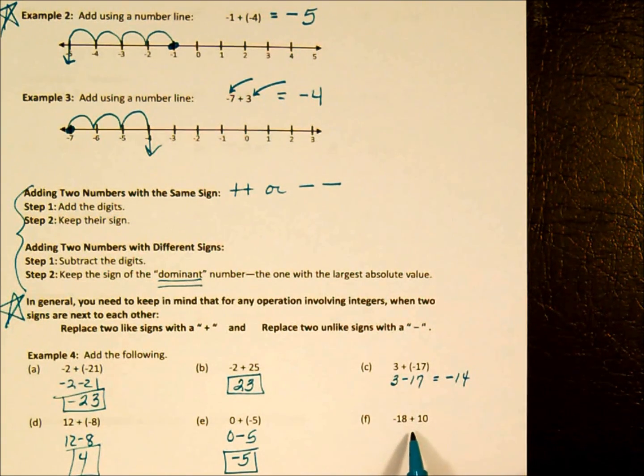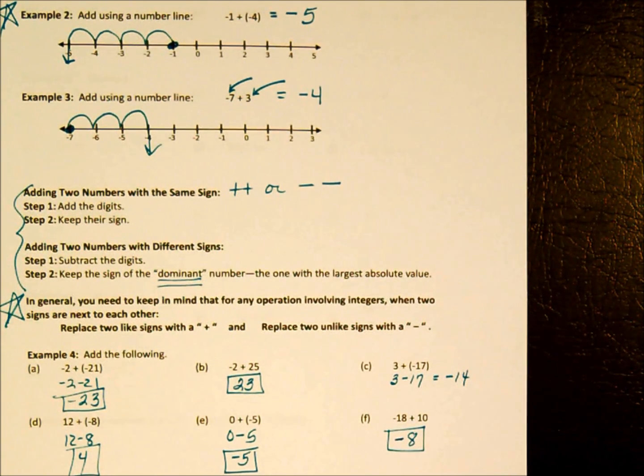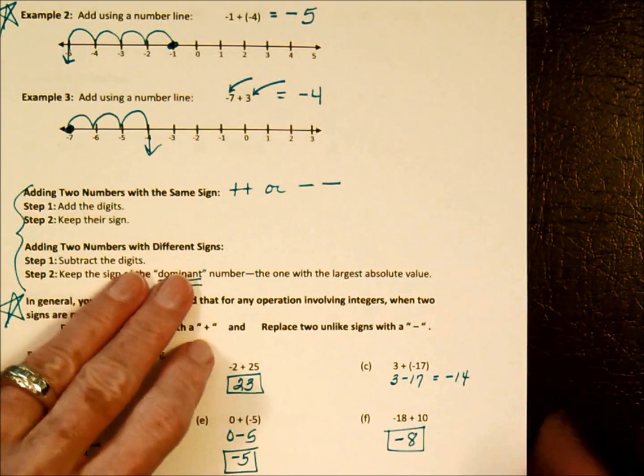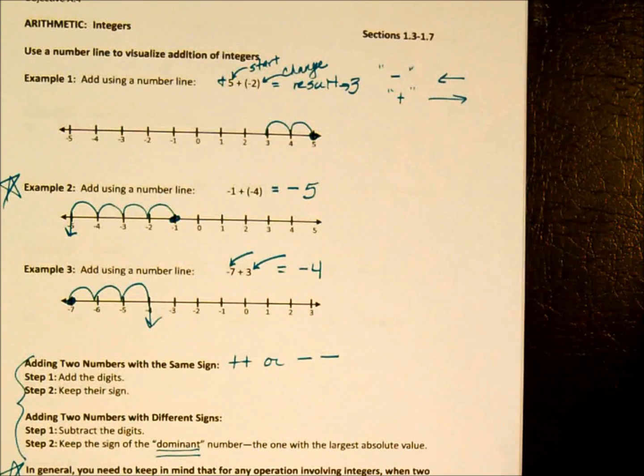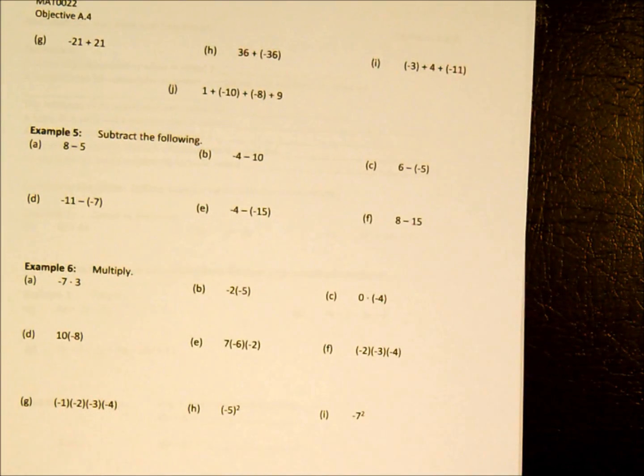Here I do not have negative signs, or double signs I mean. I have -18, positive 10. Well, don't you have more negativeness? So you subtract the digits, the signs are unlike. 18 take away 10 is 8. Keep the sign of the dominant number. So that little shortcut works quite well with double signs, because it's the double signs that confuse people. Let's look at the next page, and we're going to continue.